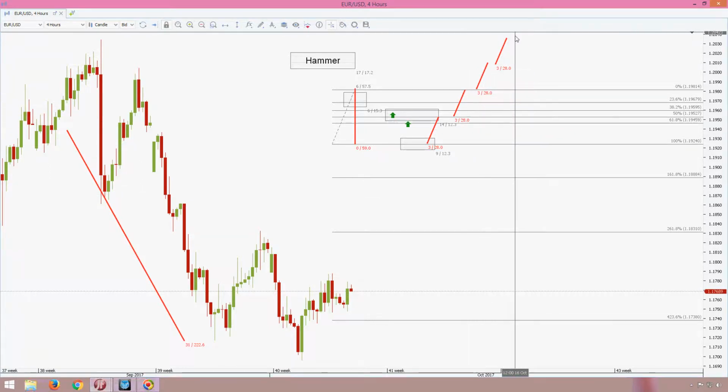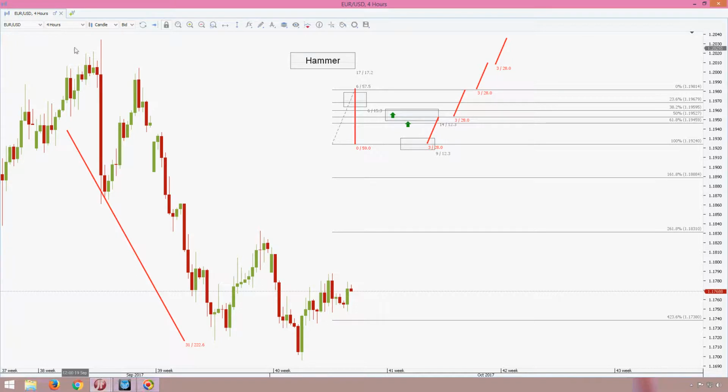Let's look at an example here. This is the Euro-US dollar on the 4-hour chart. Before starting with the example, I would like to mention that the bigger the time frame is, the more powerful the support and resistance level would be. The more powerful the reversal pattern for the hammer would be. So this is a hammer.